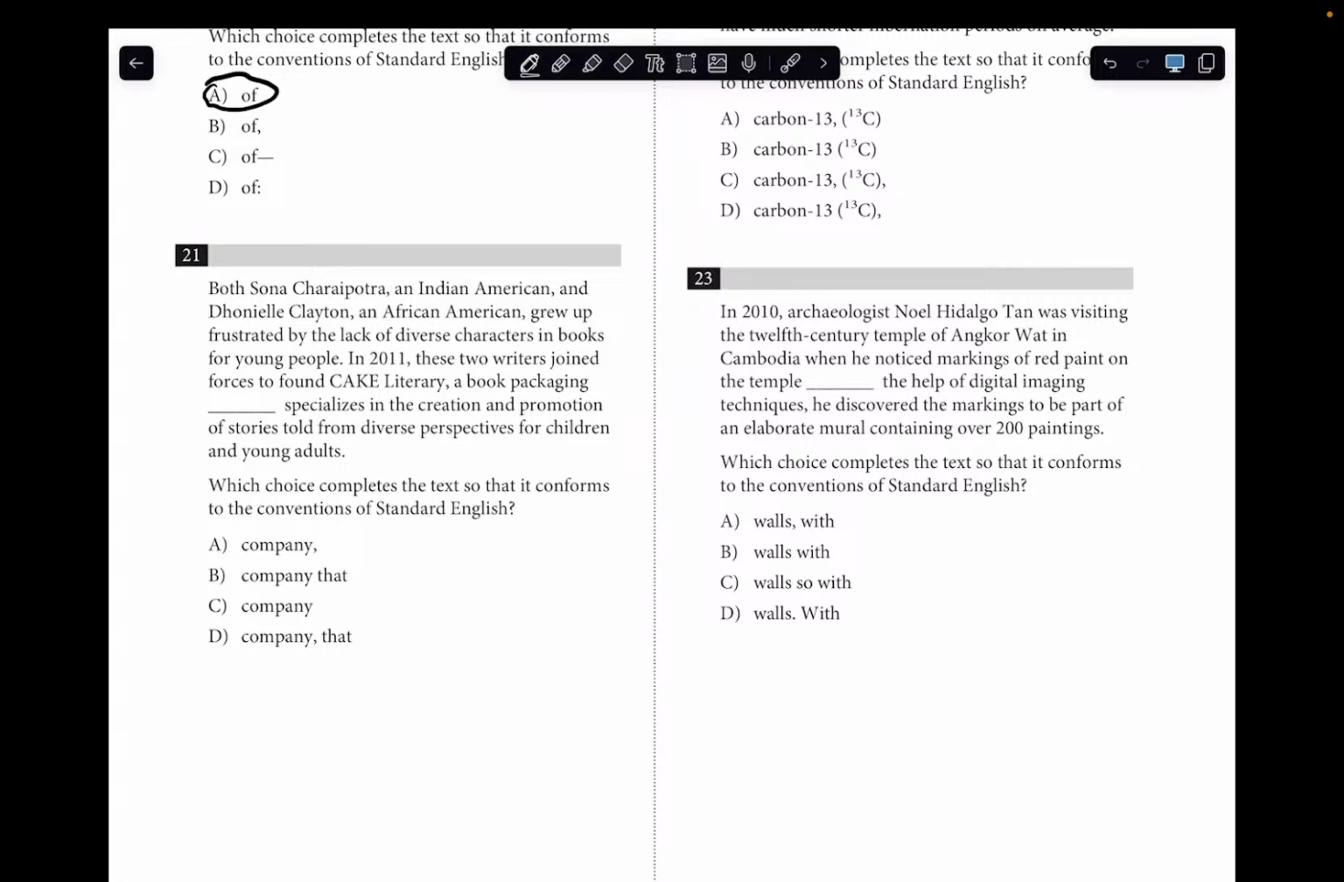Two people that grew up frustrated by the lack of diverse characters in books for young people, period. In 2011, the two writers joined forces to found Cake Literacy, a book packaging company, and then we have a few options there, specializes in the creation. So I'm going to need a that. It just doesn't flow without that. And I don't think you need a comma there to separate it out. I think you can just roll with company that, right?